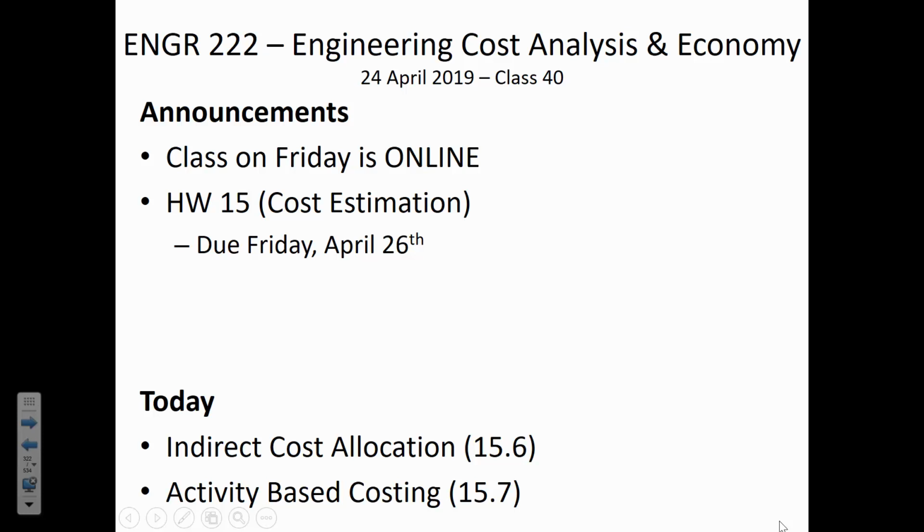So also on Friday, homework 15 is due. That's kind of the culmination of all of the cost estimation ideas that we've been going over for the last several lectures. Today we're going to be discussing indirect cost allocation and activity-based costing, which are the last concepts from Chapter 15. Friday's lecture, which will be posted online, will begin some information related to depreciation, which is the reduction in value for equipment over time.